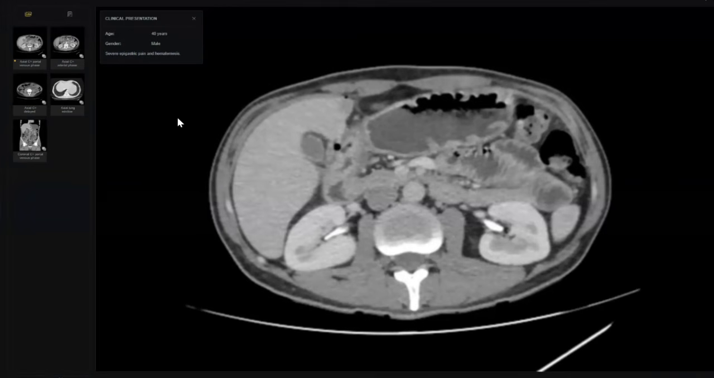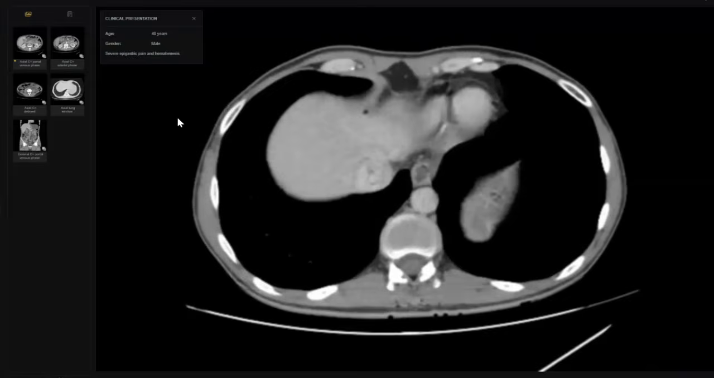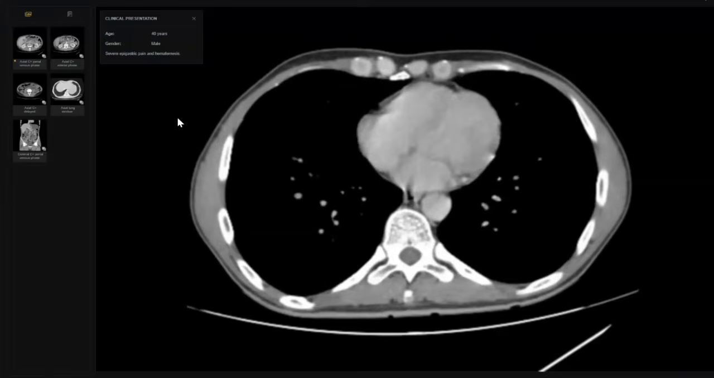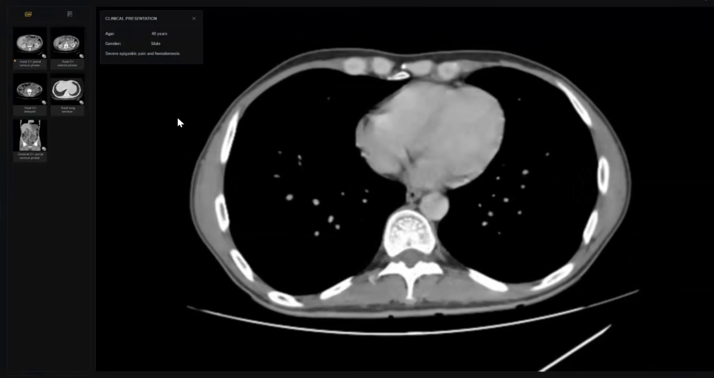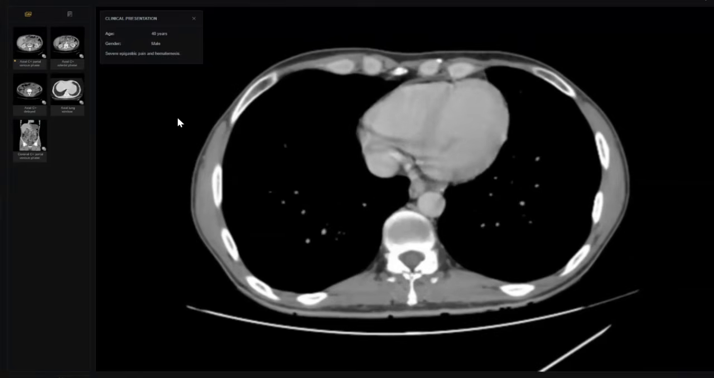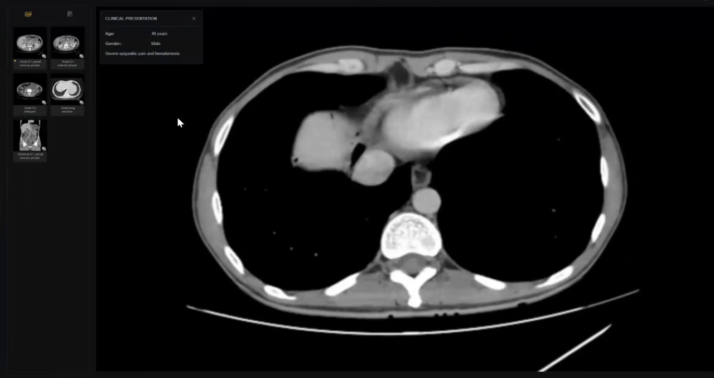Sorry, can I request you to scroll for me? Yes. Okay. A 40-year-old male patient complaining of severe epigastric pain and hematemesis. I have been presented with a CT abdomen, axial cuts with contrast. I will scroll through the images before I convey my findings.